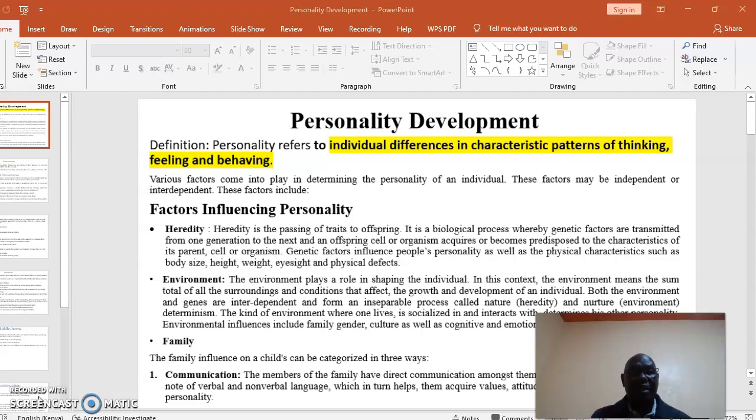In our class today, we shall be looking at personality development. First and foremost, I want us to define the term personality development. Personality refers to individual differences in characteristics, patterns of thinking, feelings, and behavior. And there are quite a number of factors that determine individual personality.